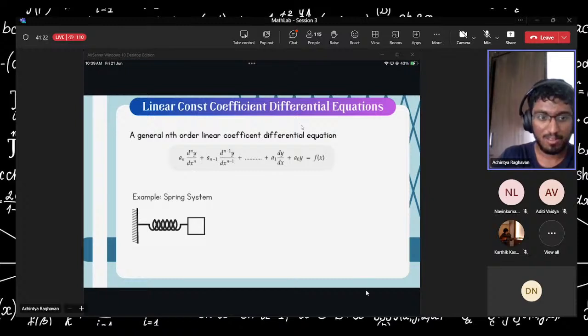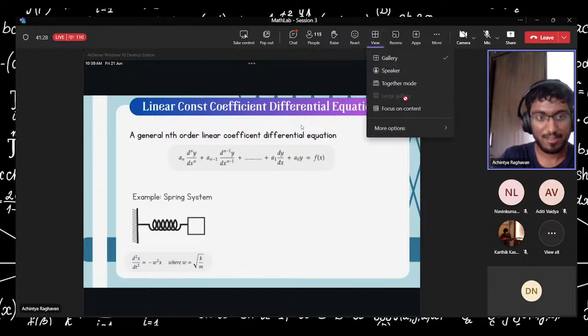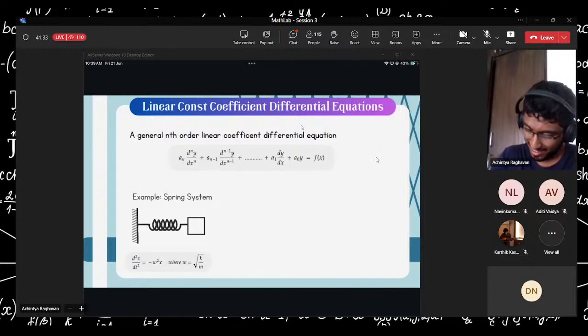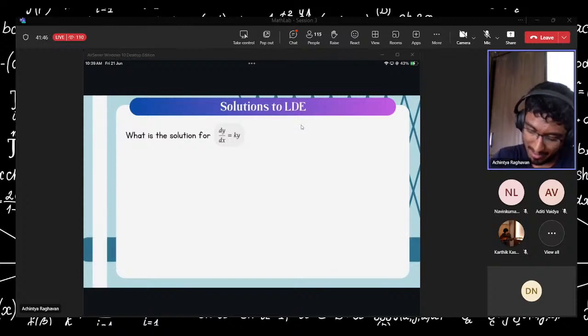An example I'm sure all of you would have seen is the spring system. The governing differential equation is d2x by dt2 equal to minus omega squared x. You would have seen this in 11th and 12th, first PU, second PU. This is a very simple differential equation. We are going to deal with the general case.